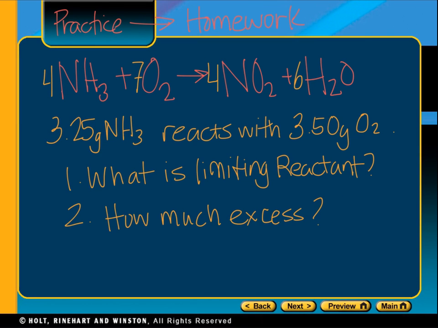All right, here is your homework for your limiting reactant section. I would like you to submit this into Schoology and make sure you share your work. You have this balanced equation here, and I would like you to take the 3.25 grams of NH3 that reacts with 3.5 grams of O2 and find two things. First, what is the limiting reactant? And second, how much is excess or left over? Keep in mind, you get the choice of which of these two substances you want to start with. It will not matter which one you start with as long as you convert from either grams of NH3 into grams of O2 or grams of O2 into grams of NH3. Again, make sure you share your work and submit this into Schoology for the limiting reactant homework.